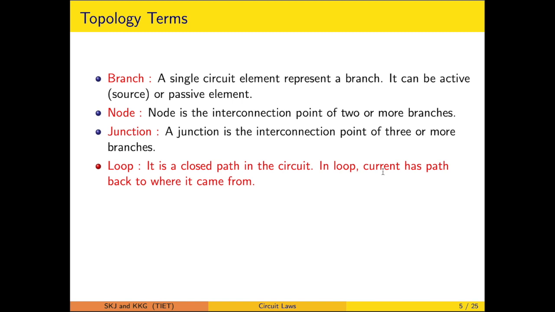Loop: it is a closed path in the circuit, and how do we define the closed path? It is where the current has a path back to where it has come from. So this has to be applicable for all currents in the circuit.